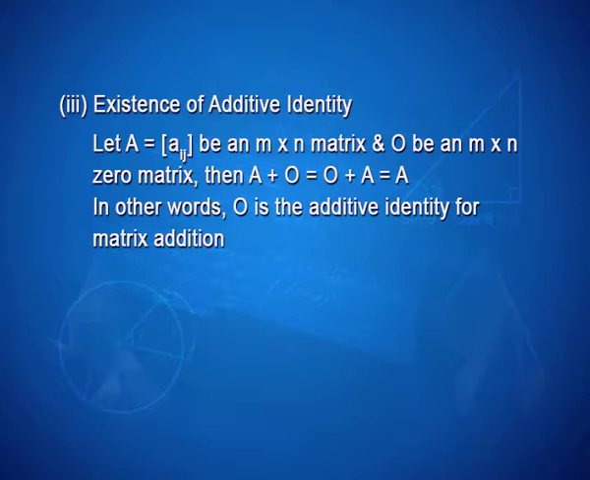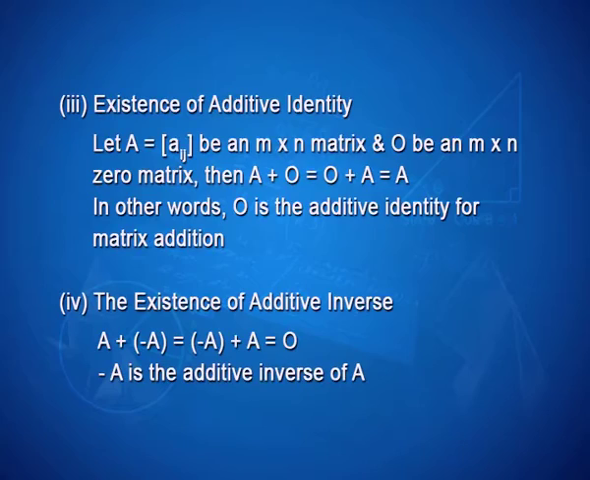Property 3, existence of additive identity. If A is an m by n matrix and O is an m by n zero matrix, then A plus O is equal to O plus A, that is equal to A. In other words, O is the additive identity for matrix addition.